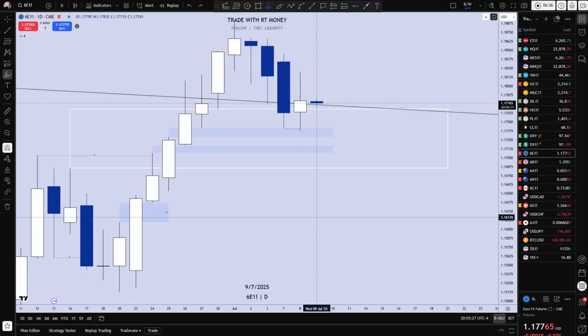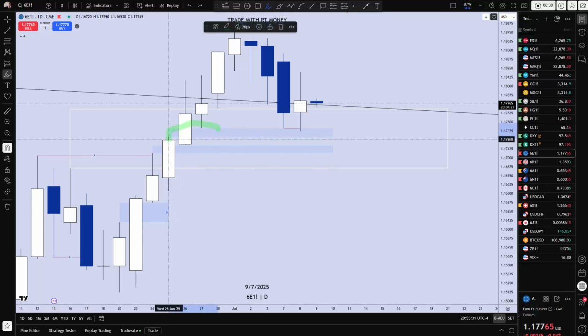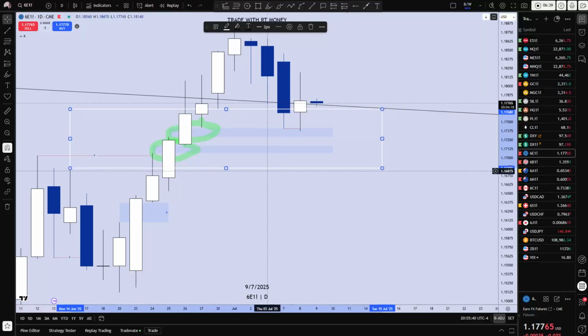All right, but we want to watch something. What we have here is a daily fair value gap and another one right up under it. Remember, those are nested within the weekly bullish fair value gap. A daily fair value gap, a daily fair value gap inside of a weekly fair value gap.